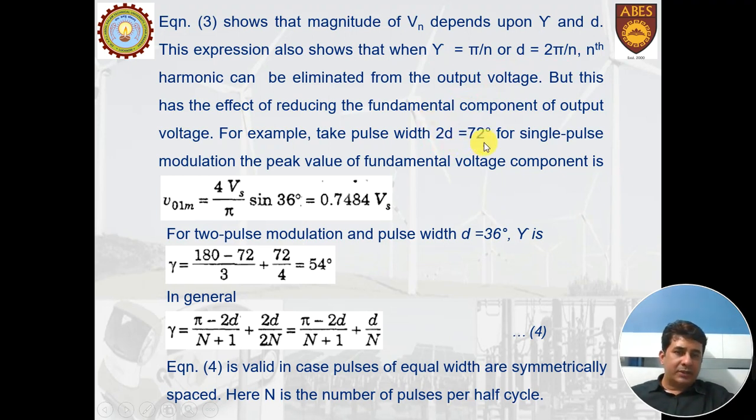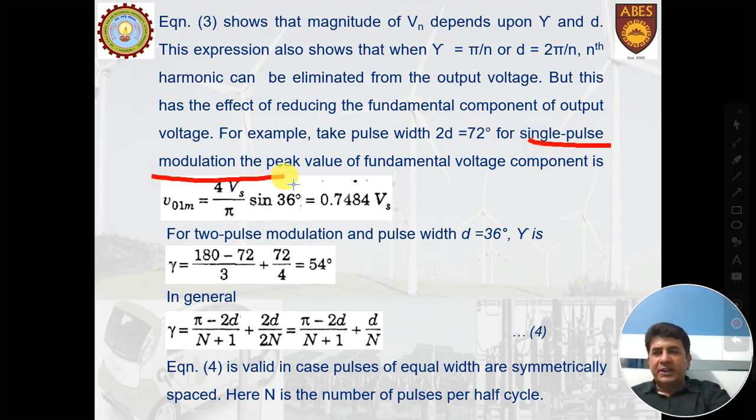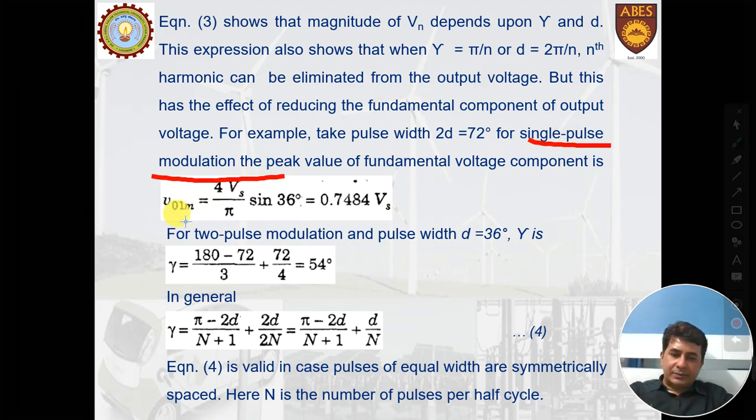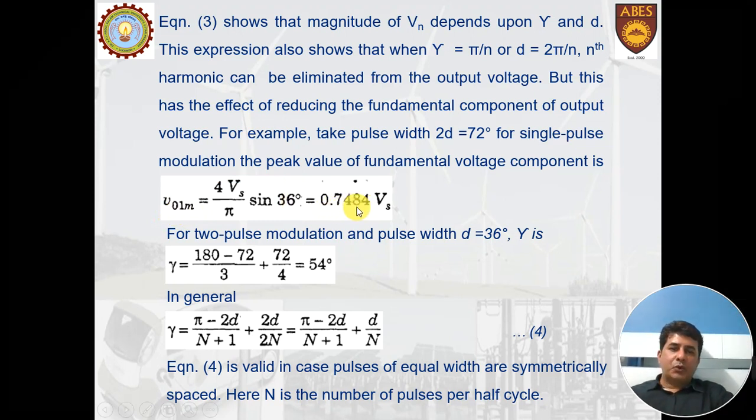This value of 72 degree is taken for simplification purposes, otherwise it can be calculated for any value. So as an example, we have taken 2d equal to 72 degree. If we keep this value as 72 degree and find the output voltage in case of single pulse modulation, we get the output voltage as 0.7484 Vs. Just recall this formula, 4 Vs by pi sine d. Now if 2d is 72, d is 36, that is 72 by 2. So the peak value of the fundamental component of the voltage will be this 0.7484 Vs.